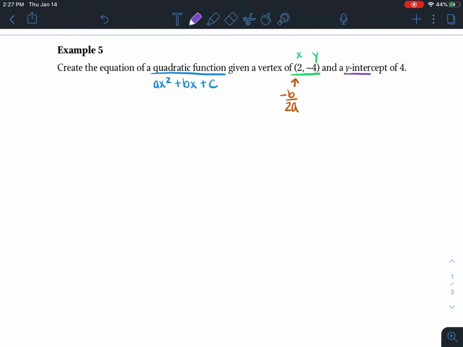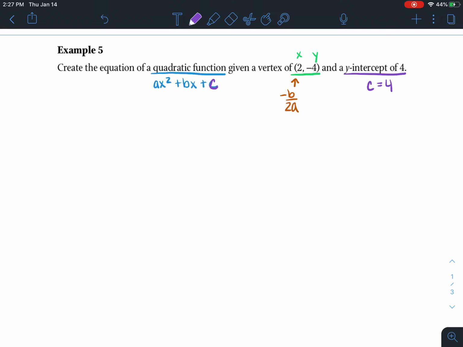They also let us know that we have a y-intercept of 4. Remember, our y-intercept is also our c value. So we have one number found. We know our c value is going to be 4. Now we just have to work to find our a and our b.